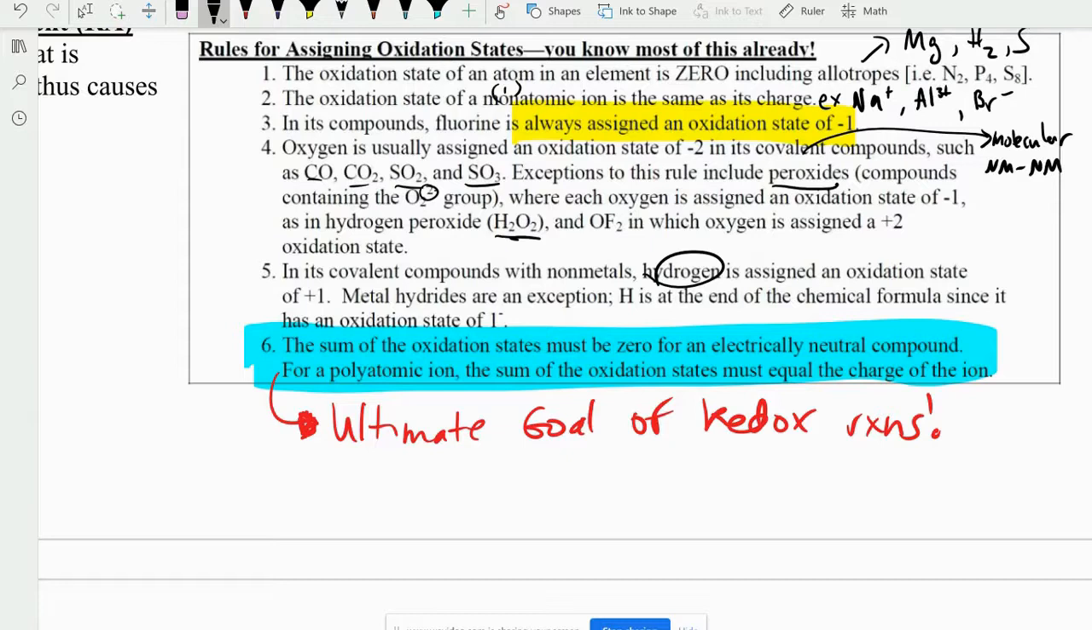You have something called metal hydrides. That is a metal bound to a hydrogen. When you have that type of scenario, you can assume that hydrogen is going to take on a charge of -1. So here's a good example: magnesium hydride. You would have a metal bound to hydrogen. In this case, that hydrogen is going to take on a -1 oxidation state instead of the common +1 that you guys have learned about.